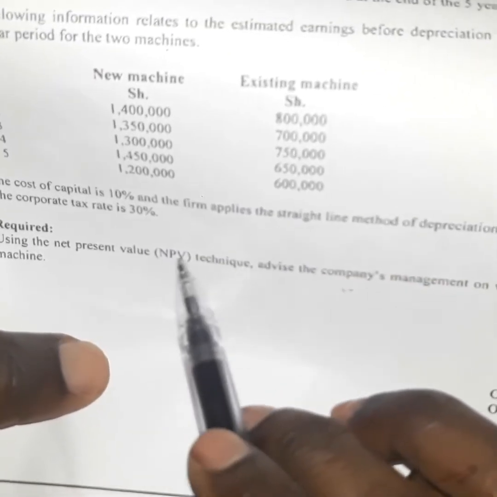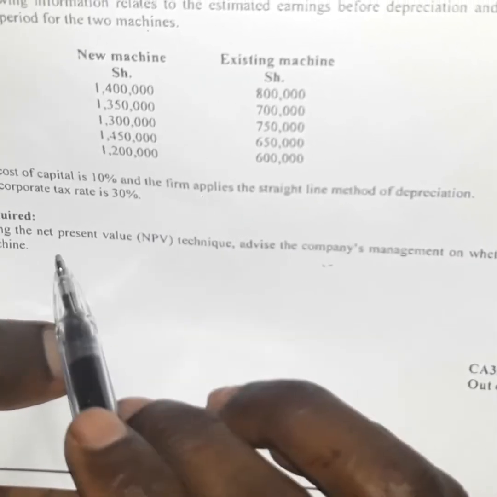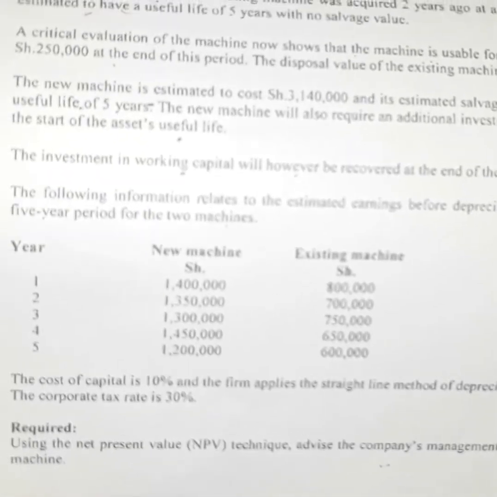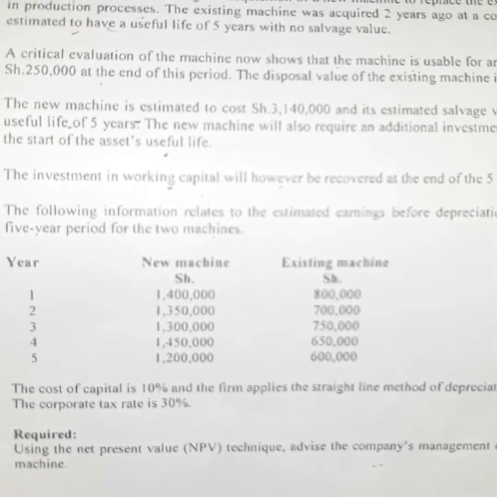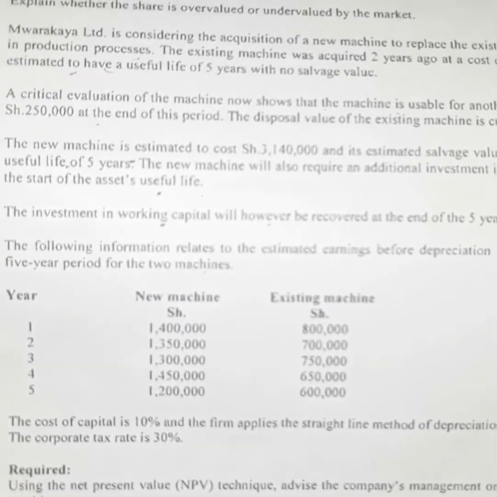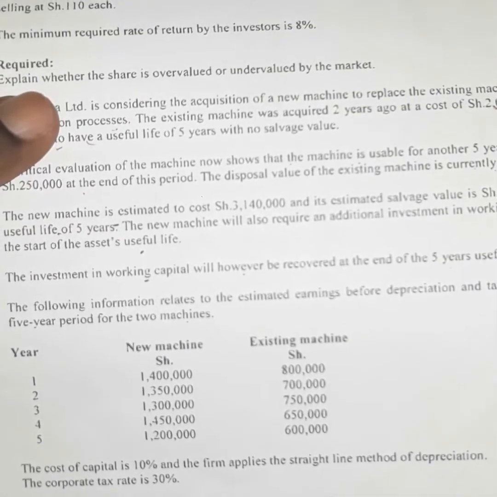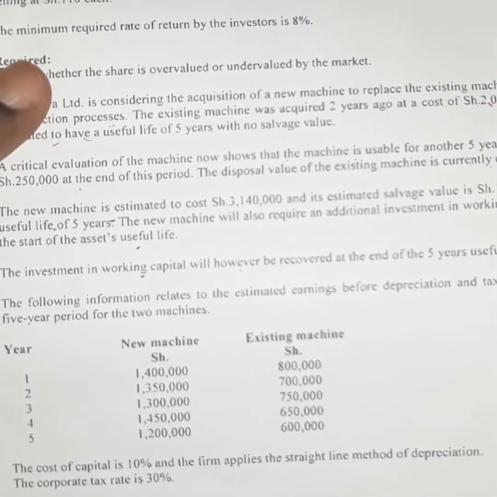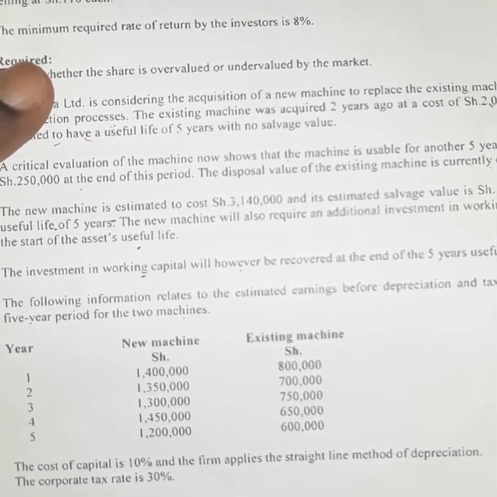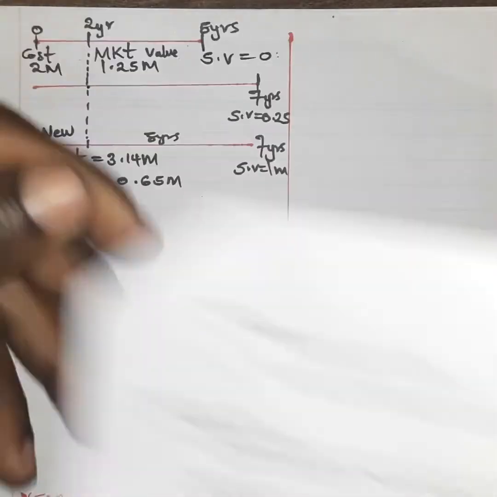Using the net present value technique, advise the company's management on whether to replace the machine or not. Now we are going to get our NPV, and the machine will only be replaced if the NPV is above 0, that is, if it has a positive NPV. If our NPV is negative or below 0, it means we will advise the company not to invest or not to replace the existing machine.